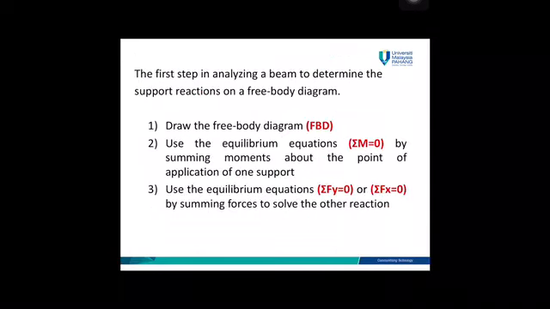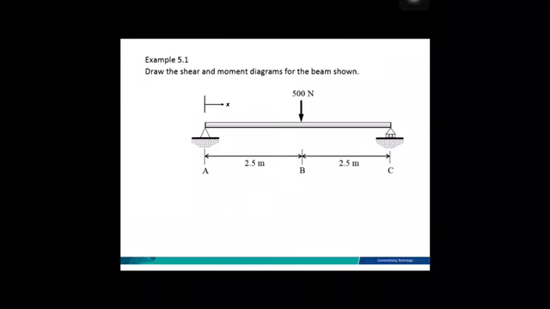Okay, so this is the same explanation. So we take a look at this example. Draw the shear moment diagram for the beam shown. So this is the fundamental. Okay, so this is your beam. At A is a pin. At B you have a 500 Newton applied load, and at C you have a roller.